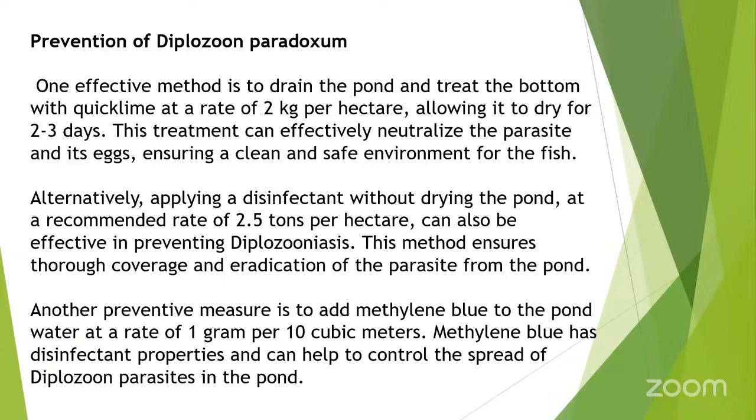Alternatively, applying a disinfectant without drying the pond at a recommended rate of 2.5 tons per hectare can also be effective in preventing diplozoniasis. This method ensures thorough coverage and eradication of the parasite from the pond. Another preventive measure is to add methylene blue to the pond water at a rate of 1 gram per 10 cubic meters. Methylene blue has disinfectant properties and can help to control the spread of diplozoan parasites in the pond.